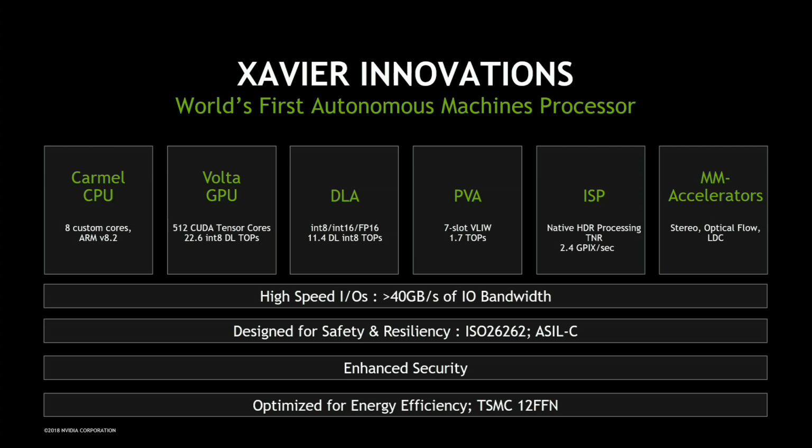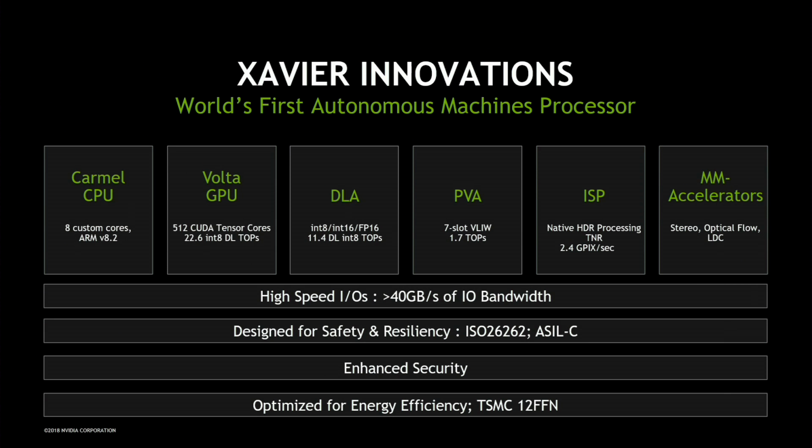And then we looked at a number of other accelerators. Stereo and optical flow are aspects of a number of vision algorithms, as we just heard. And so we looked at what we need to add to our multimedia accelerators. Of course we have video and all those, but from a machine learning and autonomous vehicle perspective, what do we need to add? So all of those things are great, six different kinds of accelerators.